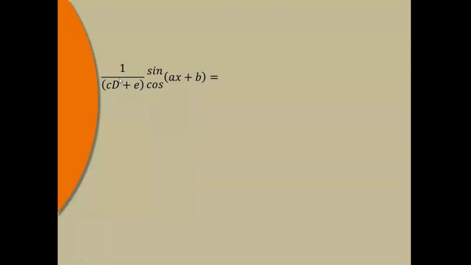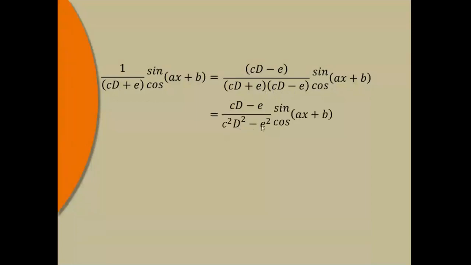So try to get d square over here without getting a single d. And that we can do by doing rationalization. And what is the rationalization? Just multiply and divide by cd minus e. Okay, multiply and divide by cd minus e. And now use the formula. We know that x plus y into x minus y, the product of that is nothing but x square minus y square. So this term becomes c square d square minus e square. And now you can replace this d square by minus a square.